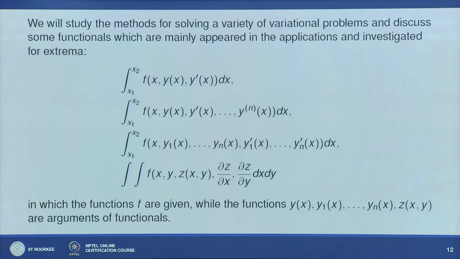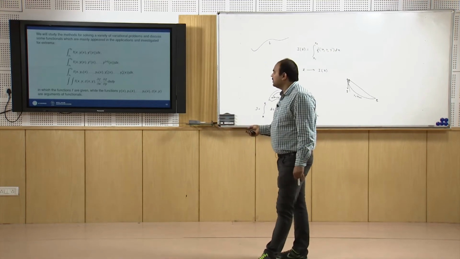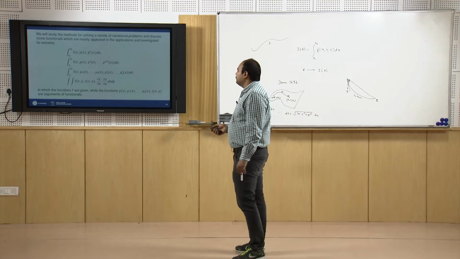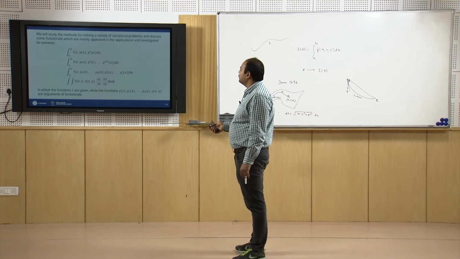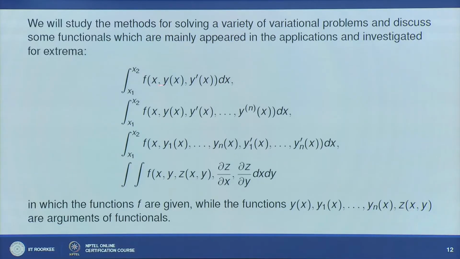So in calculus of variations, we try to generalize the concept presented here in a variety of ways. One way: we have just seen the functional integral from x1 to x2 of f of x, y of x, y dash x, d x. We have seen certain examples based on this, but this can be generalized in the following ways. In the second, we may consider a functional which involves not only the first derivative but the nth derivative of the function y of x. So this is another functional which involves the nth derivative of the curve y.